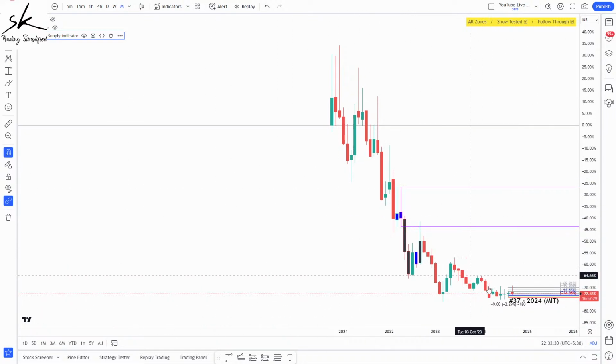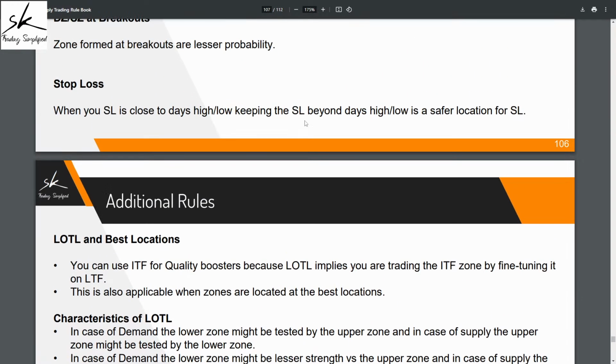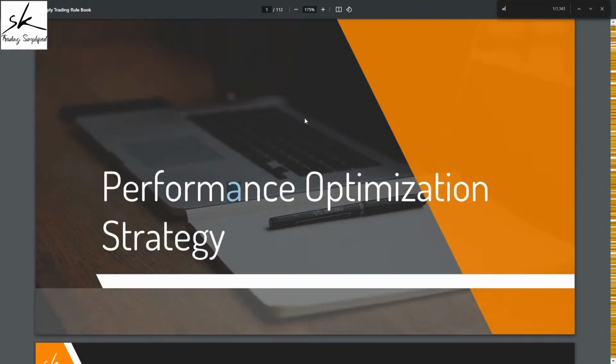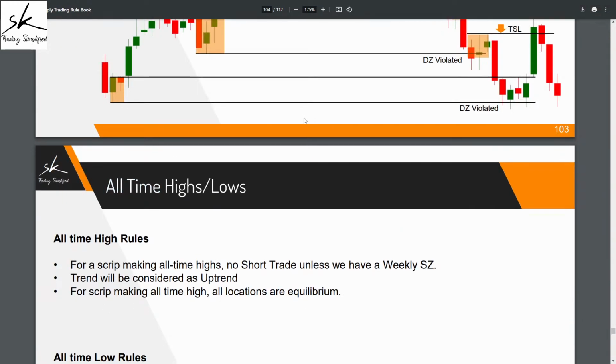So now the first thing is, if it is making all-time lows, do I try to be a buyer on this, because it can further go down? So my rule, when do I start buying, is available in the rule book. So if I go to the rule book and I go to all-time low, right?